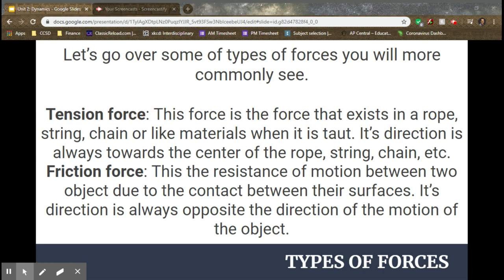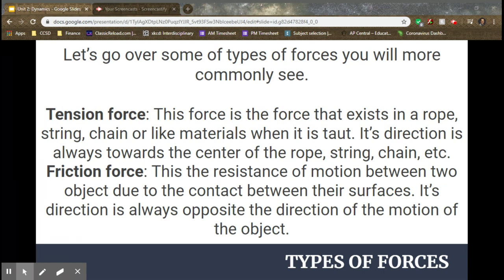The direction of the tension is always towards the center of the rope. So either end, opposite ends of the rope or the string or whatever, at each end the tension force is pointing towards the center of the rope. It points towards the other end of the rope. You could even think of it that way. All right. Tension, contact force. There has to be contact.